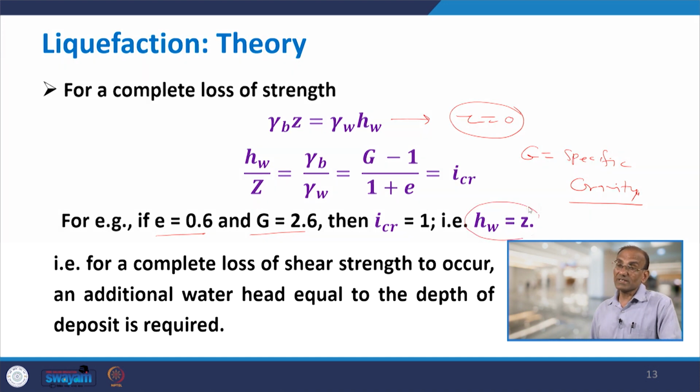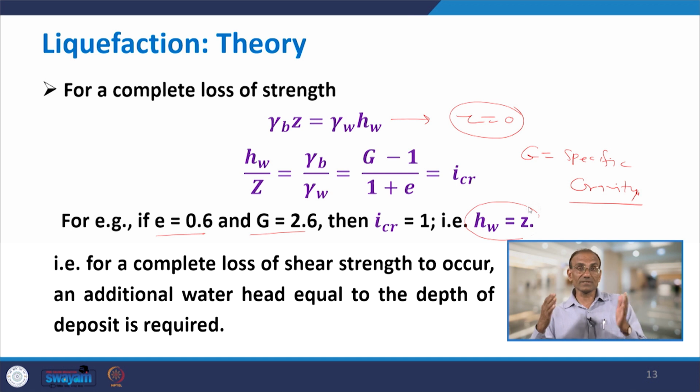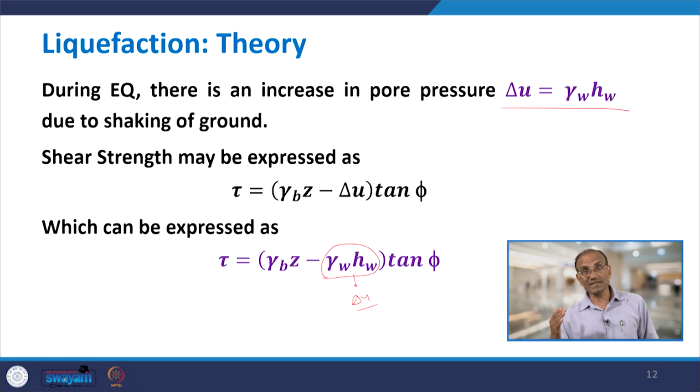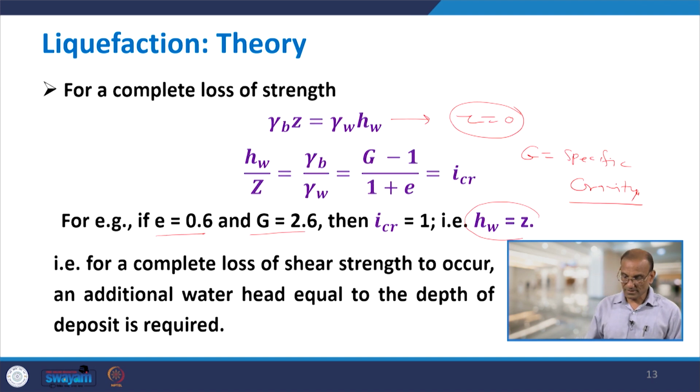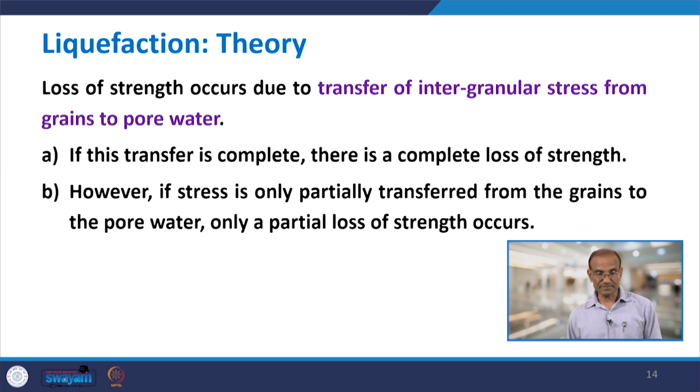That means for a soil with a specific gravity of 2.6 and void ratio 0.6, the additional head required for complete loss of strength is the same as Z, equal to the depth of the deposit. In this case H W and Z will be the same. This is the condition where you can say that soil loses its strength completely.